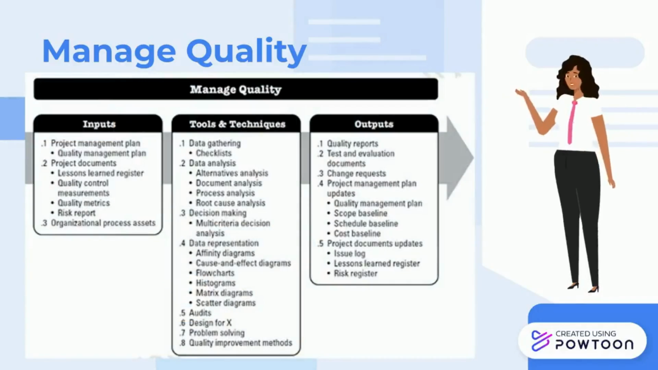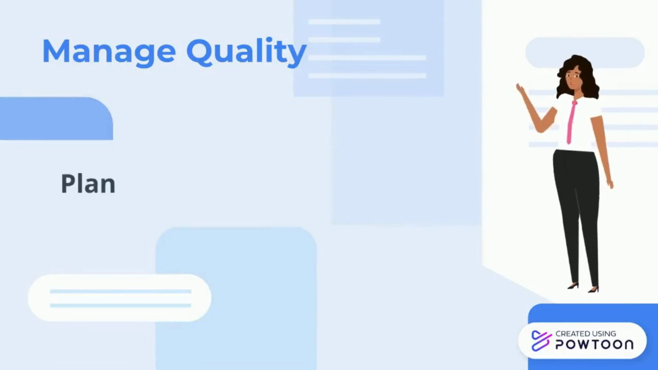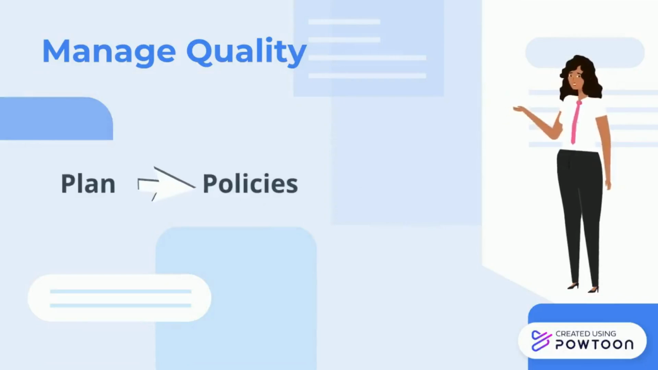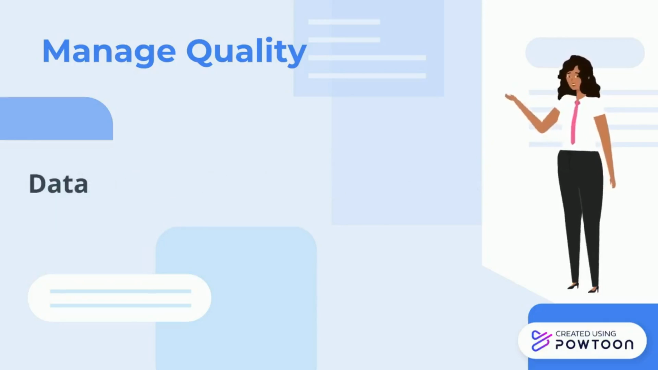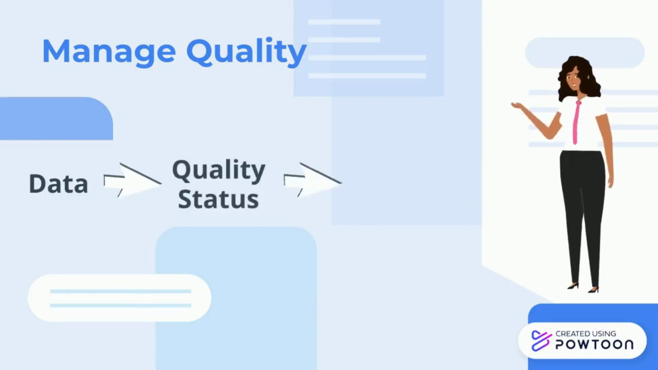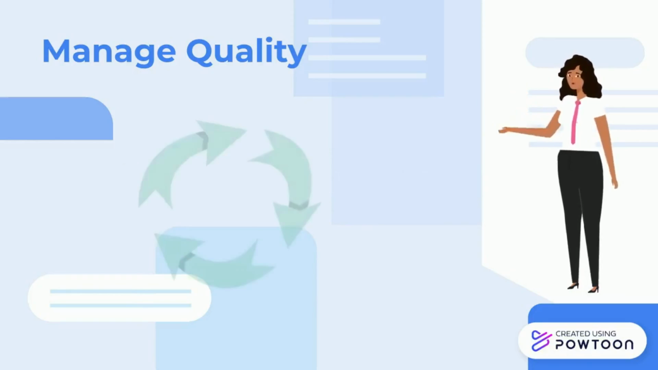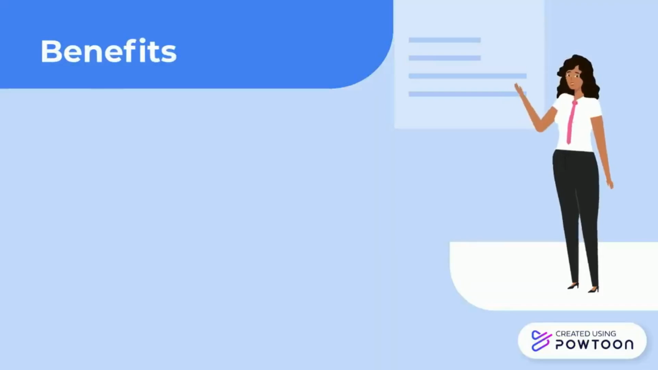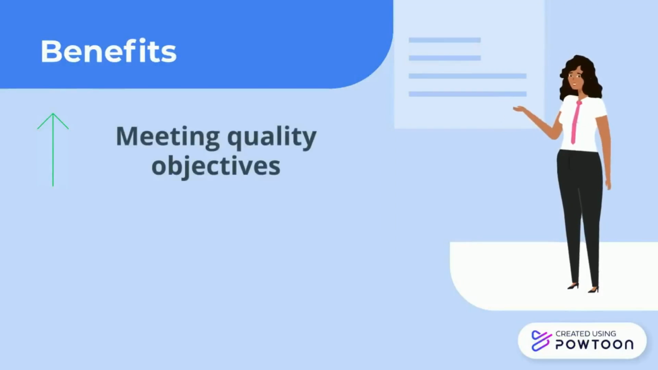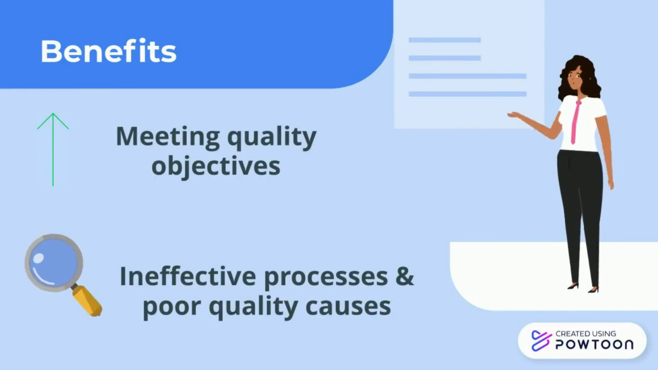Manage quality is the process of translating the quality management plan into executable quality activities that incorporate the organization's quality policies into the project. It uses the data and the results from the control quality process to reflect the overall quality status of the project to the stakeholders. Manage quality is performed throughout the project. Key benefits are increasing the probability of meeting the quality objectives and identifying ineffective processes and causes of poor quality.